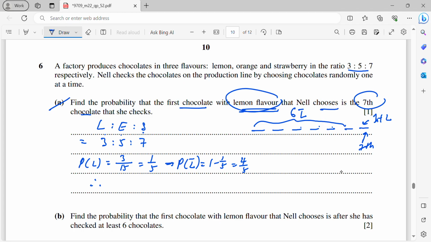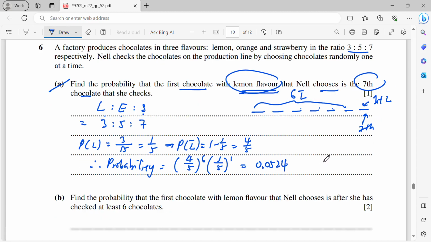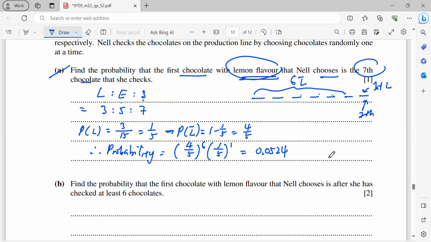Okay, so now I will write my probability. This is geometric distribution. So the first 6 will be non-lemon flavor, which has probability of 4 over 5, and there will be 6 of them. Then the last one is lemon flavor. Therefore, my probability is going to be 0.0524. So this is geometric distribution.